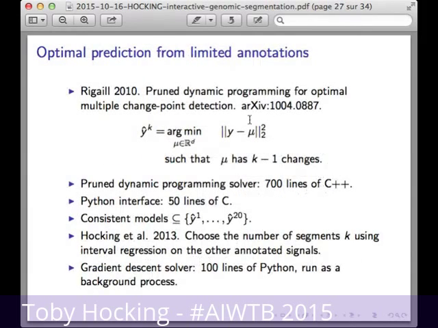Very briefly about the optimal prediction problem, we have this paper that we published with Guillaume Rigaill in 2010. Well, actually, it was at NIPS in 2000. Oh no, sorry, it was at ICML in 2011.